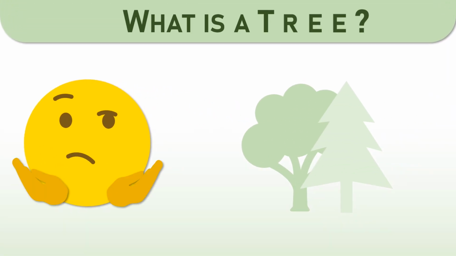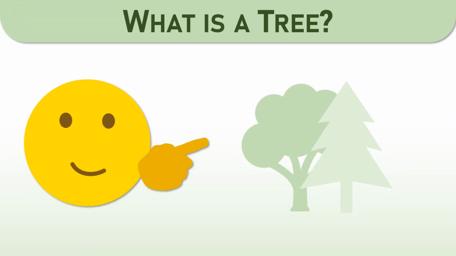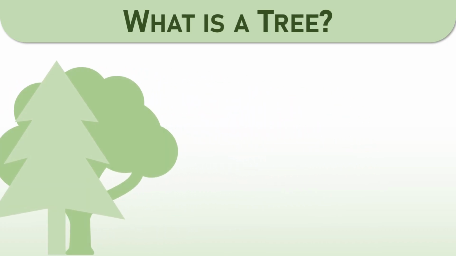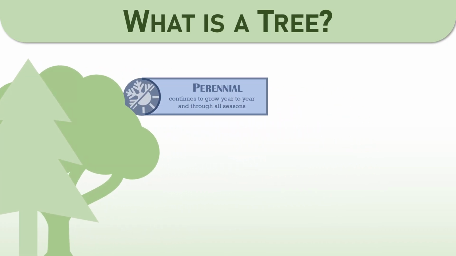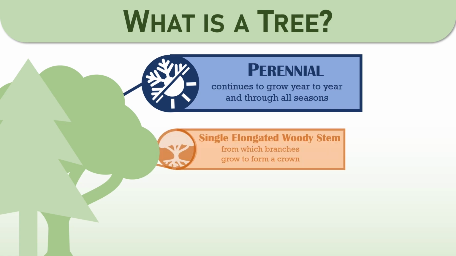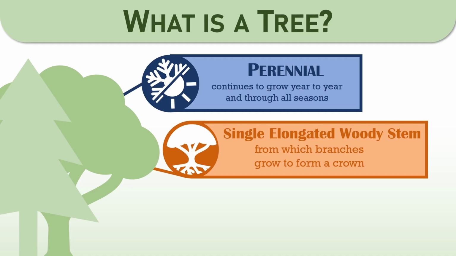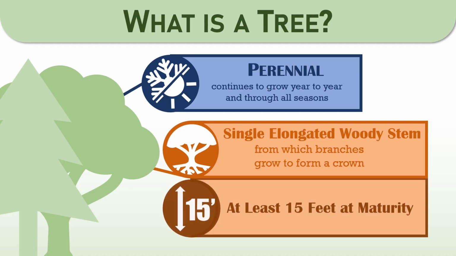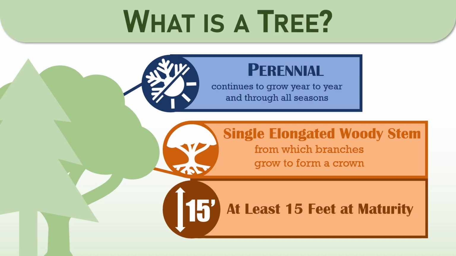So what even is a tree? You know one when you see it, but let's define it first to make sure we're all on the same page. Trees are perennial, meaning they continue to grow year after year. They typically have a single elongated woody stem, from which branches grow to form a crown, and they are often more than 15 feet tall at maturity.